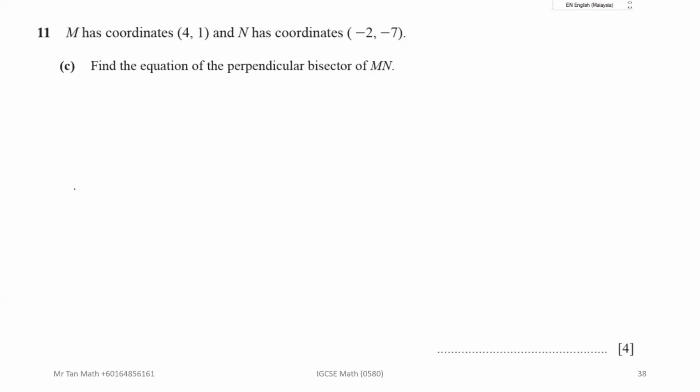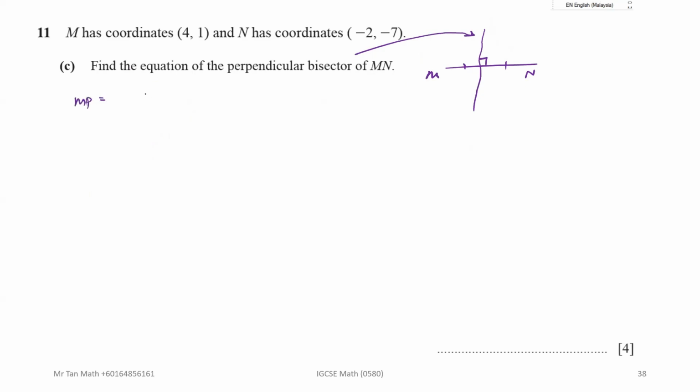C, find the equation of the perpendicular bisector of MN. So perpendicular bisector, let's say we have M here, and the perpendicular bisector will be 90 degrees and you have the same length. Okay. So first we need the midpoint.